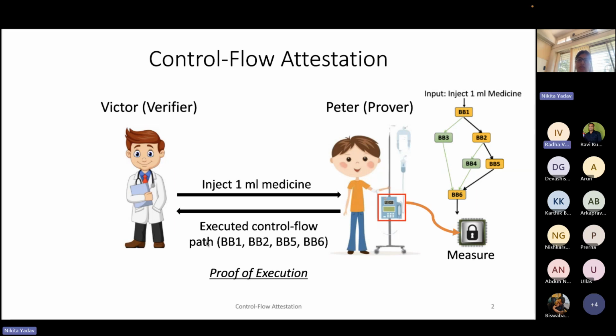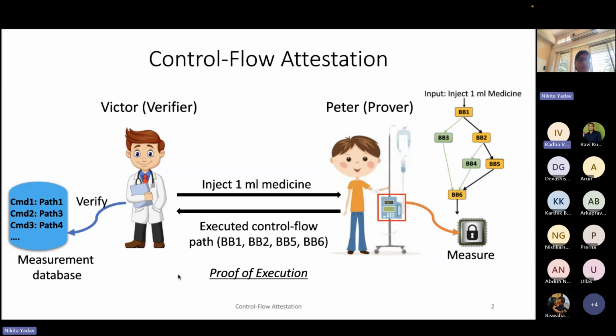This executed control flow path, which is the sequence of basic blocks, is sent back and serves as a proof of execution which can be verified by Victor against a measurement database created ahead of time. This database maps the various input commands to the paths in the program which are considered valid for that particular command, so he can check whether the command given to the remote device ran correctly or not.